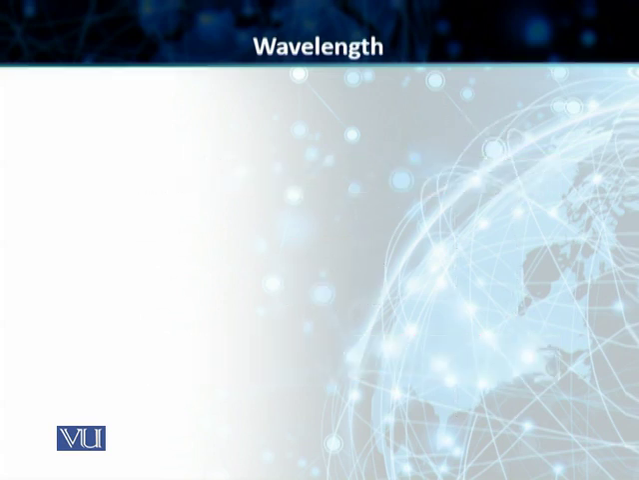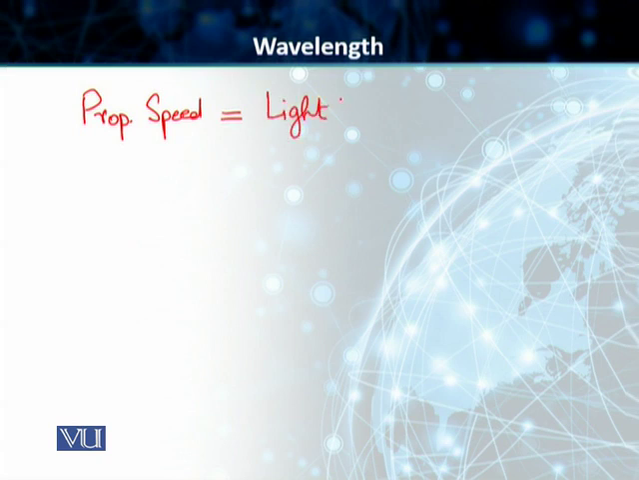Now students, let us try to find out how we can calculate wavelength given the propagation speed and the frequency of a waveform. Students, the first thing that we need to calculate the wavelength is the propagation speed of a wave. If we are talking about a simple waveform that we deal with in everyday real life, then this propagation speed is nothing but the speed of light.